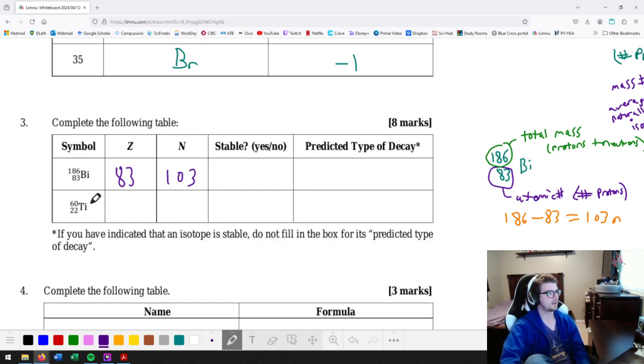So, titanium 60, 22. Okay, so in this, the 22 again is the atomic number, the number of protons, and the total mass of this element is 60. So the number of protons is 22, and then the number of neutrons must be 38. Okay.